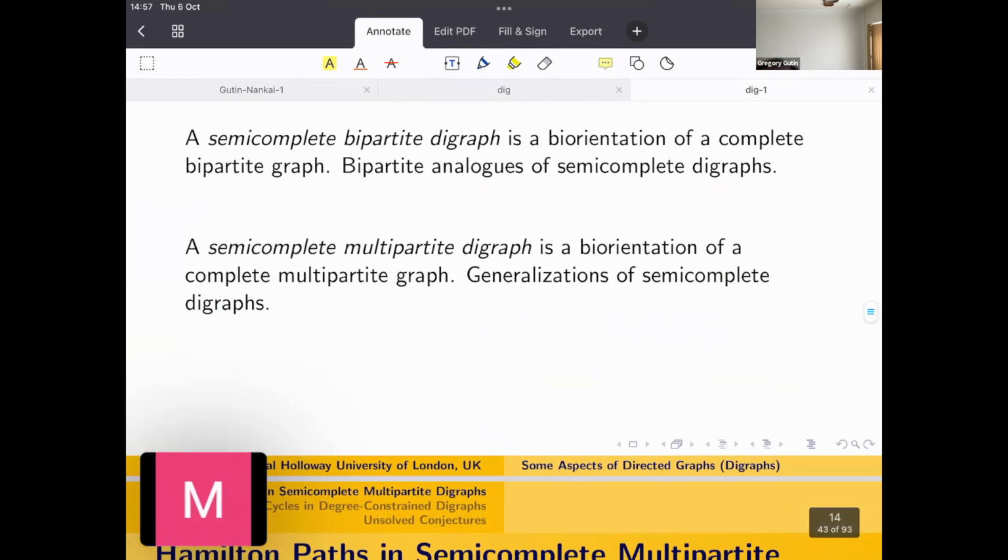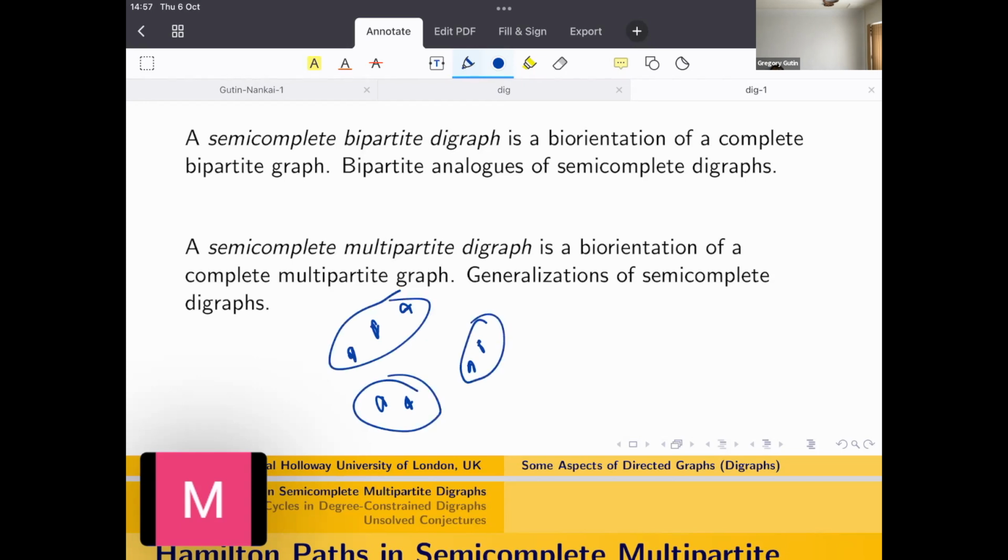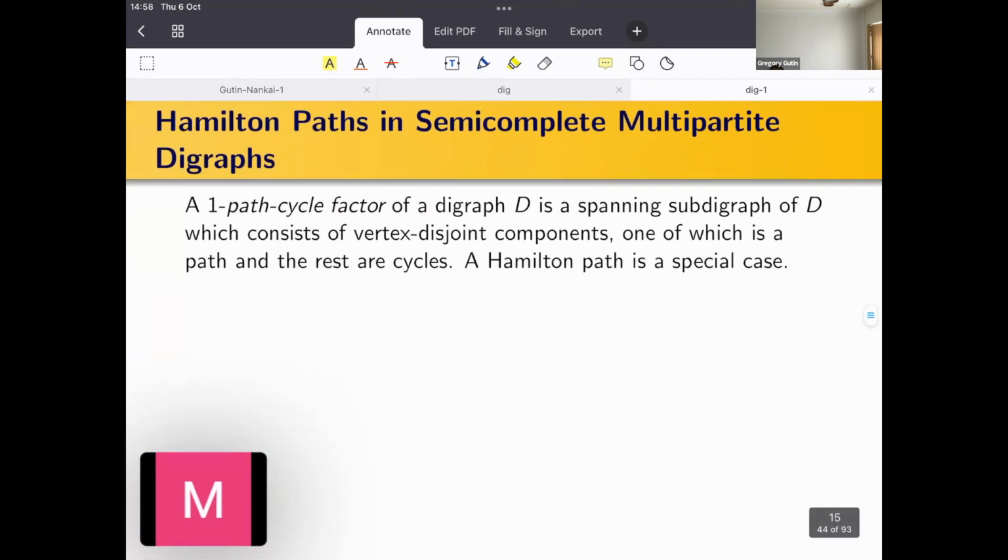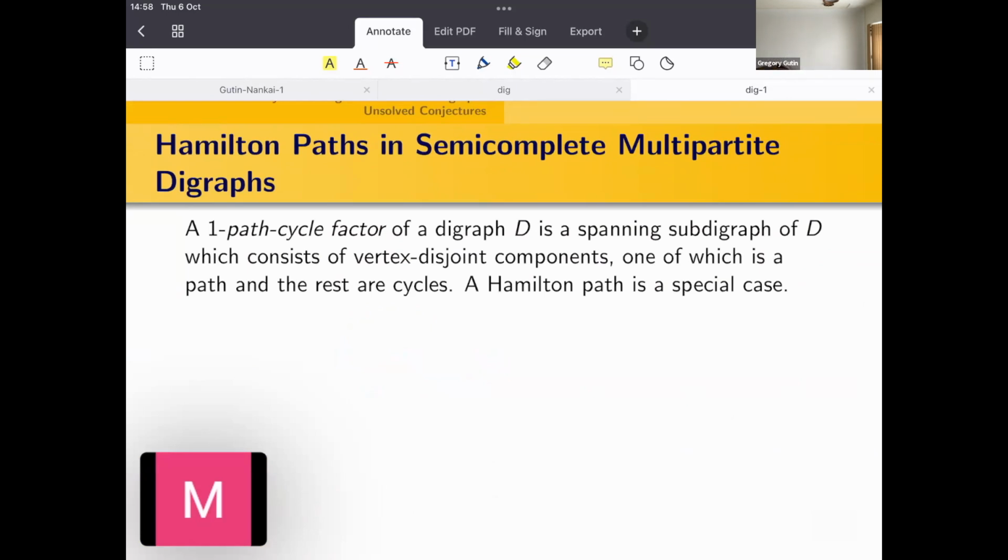Now, a semi-complete multipartite digraph is a biorientation of a complete multipartite graph. It's a generalization of semi-complete digraphs as well. So that means you can not only consider a complete bipartite graph, you can consider complete multipartite, say, three color classes, and then put all possible edges between different color classes, and then orient these edges, and you will get what we call a multipartite tournament. But if you add some opposite direction arcs, then you will get a semi-complete multipartite digraph. And so now we want to talk about Hamilton paths in semi-complete multipartite digraphs.